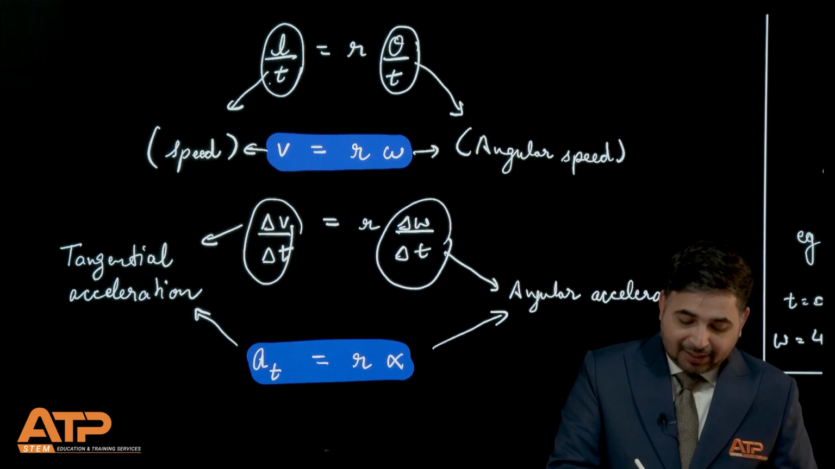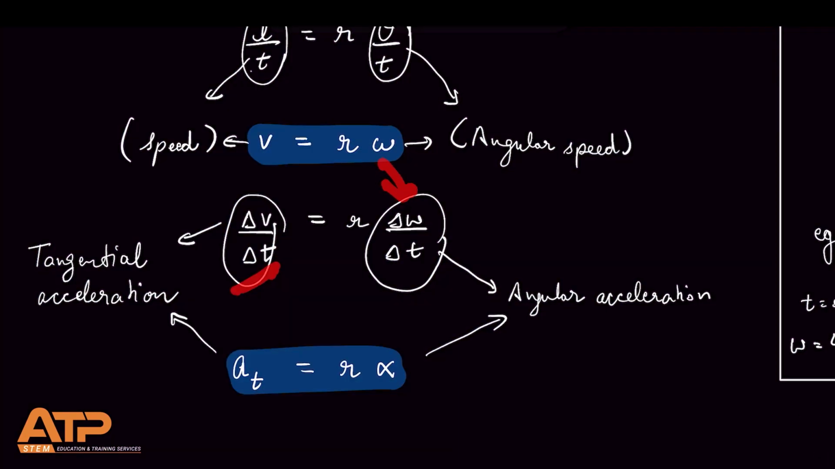If we find out delta v by delta t, then on the other side it will become delta omega by delta t. So what is delta v by delta t? Rate of change of speed. Rate of change of speed is tangential acceleration. It is not centripetal acceleration, it's only tangential. And delta omega by delta t is called angular acceleration, rate of change of angular speed.